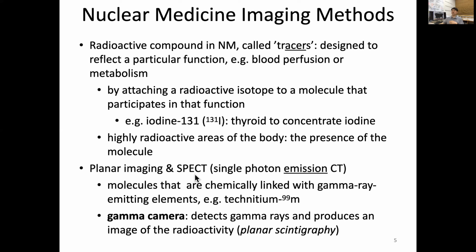And for planar imaging, we are using gamma cameras, so the gamma camera, and also for SPECT too, detects gamma rays, and that produces an image of the radioactivity from the target source. And we also call this image a planar scintigraphy, and I'll explain why we call it scintigraphy.